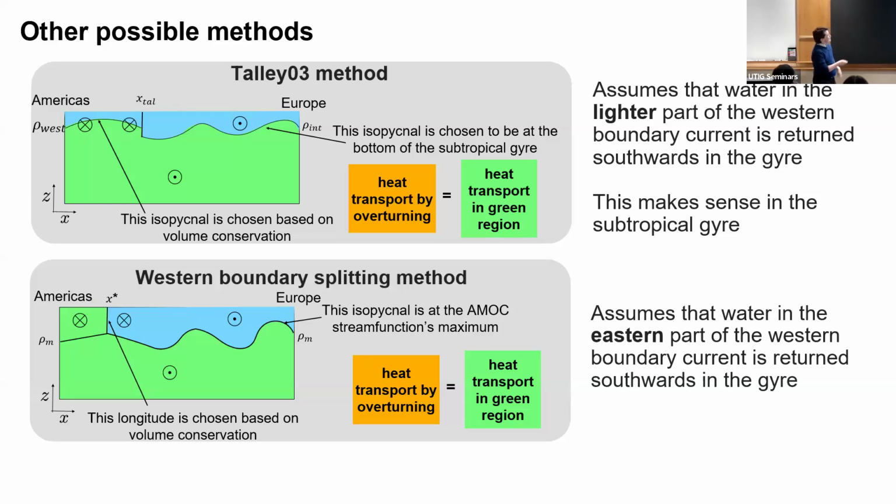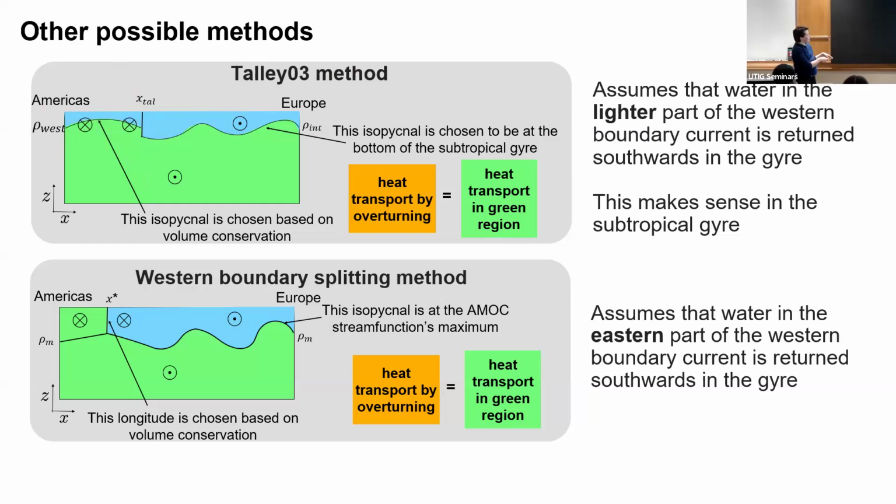Anyway, there are 2 other methods. This method is by Lintali. She's assuming that water is lighter in the western boundary current, so the lighter water in the western boundary current is part of the gyre. This makes sense: if you have heavier water, it's able to go further north in the North Atlantic and feed North Atlantic deep water formation. So she's saying the denser water going northward over here is going to go north and be part of AMOC, and the water that's lighter over here is going to come back in the gyre.